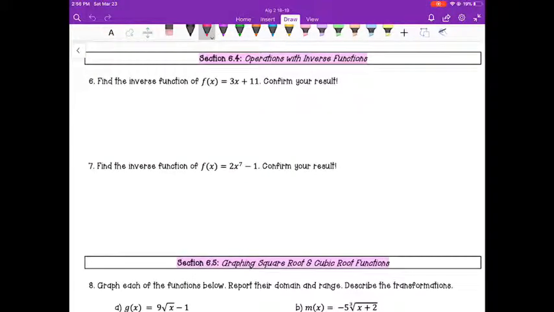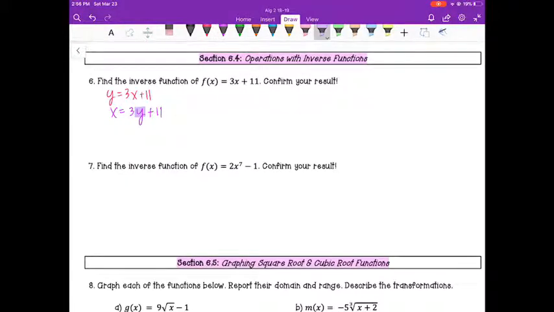Okay, and then in section 6.4, we started talking about inverse functions. So if I'm asked to find the inverse, remember that I start with y equals whatever they give me, 3x plus 11. My first step of finding an inverse is swapping x and y. So when I have y equals, nope, that's where y was, sorry. x equals 3y plus 11.